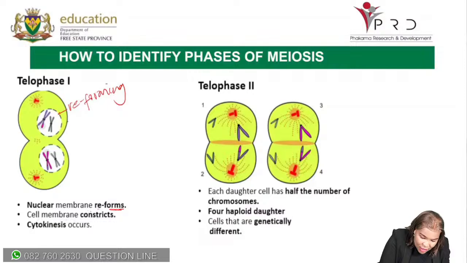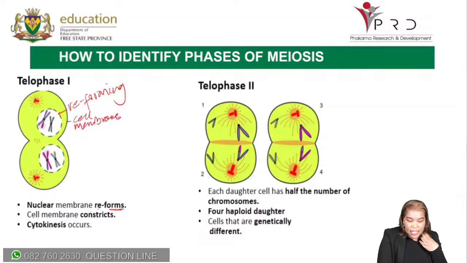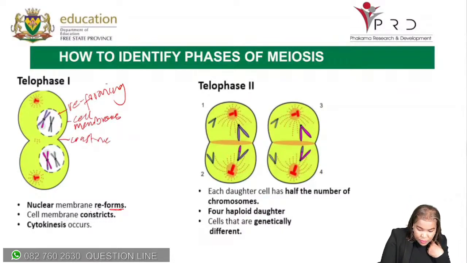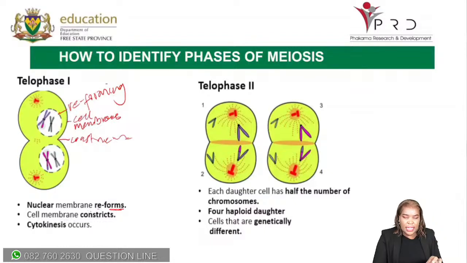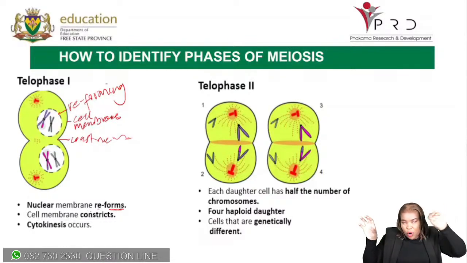Now this one, the one that is on the outside, is the cell membrane, because it's the membrane that is enclosing the whole cell. It is constricting here. So to constrict, it does this. So you say the nuclear membrane starts to reform, and then the cell membrane on the outside constricts. And once it constricts, remember you had them at the opposite poles from the previous stage, and then they are going to do this.